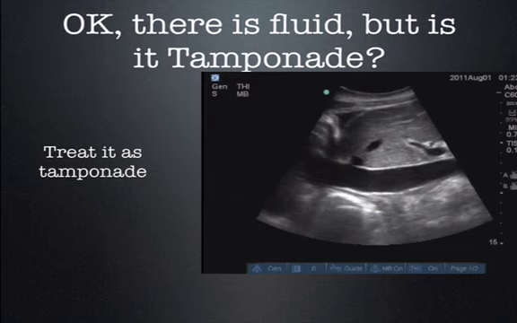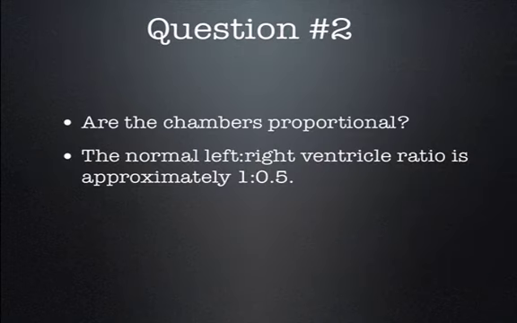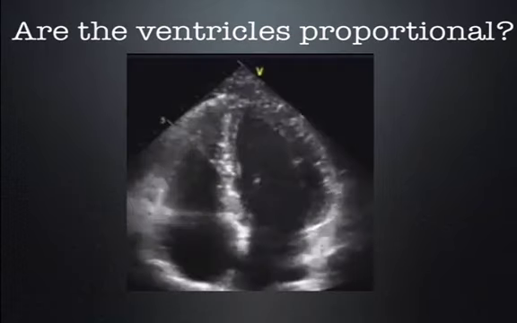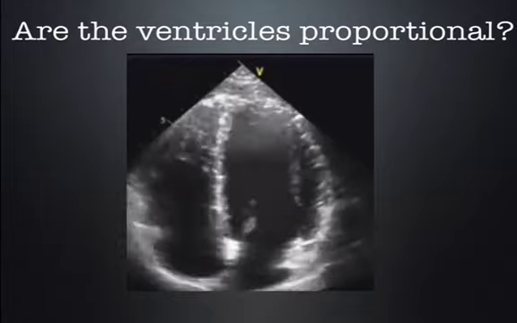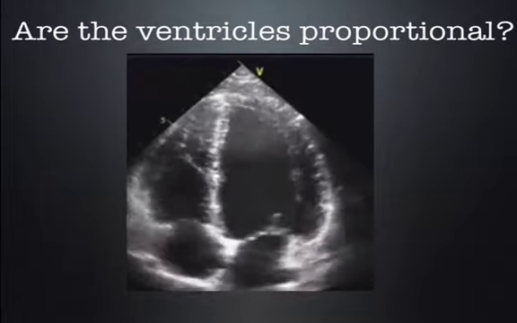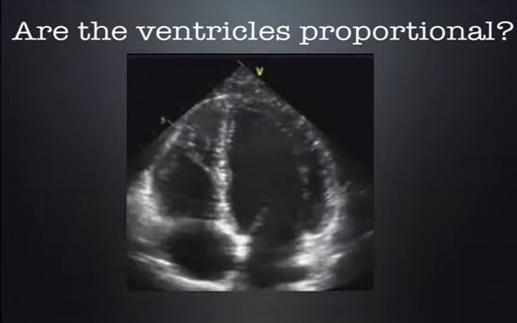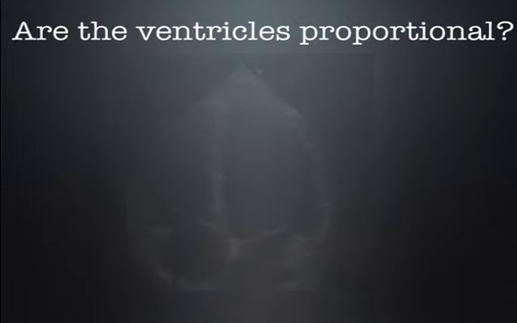We're going to mobilize our consultants or our transport services if we're unable to provide that service at our center, and go ahead and treat this patient as pericardial tamponade. So the second question that we're asking is, are the chambers proportional? The normal left to right ventricular ratio is 1 to 0.5. So looking at this image, are the ventricles proportional? Well, the right ventricle looks approximately half the size of the left ventricle, so I would say yes.